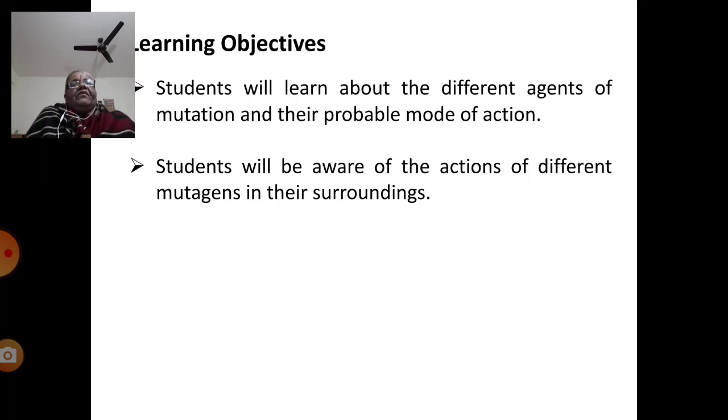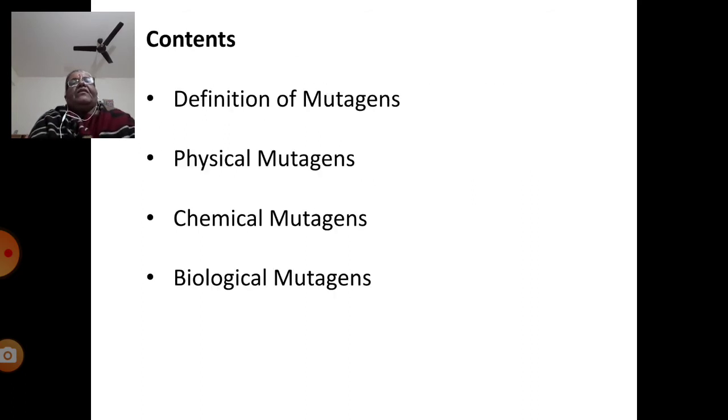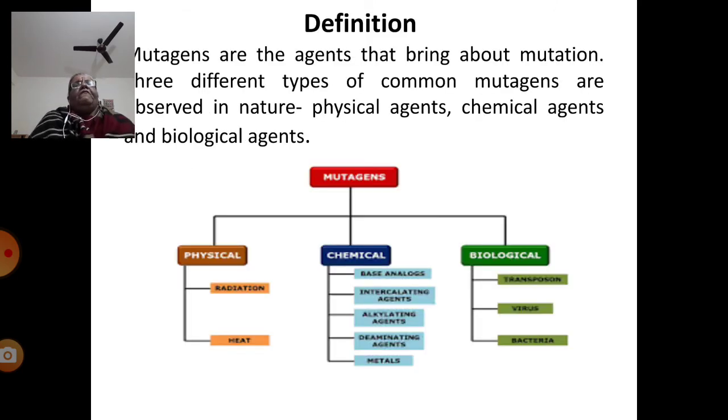So you will learn about different agents of mutation, and you will also try to understand the actions of these mutagens in their surroundings. Okay? Then, the contents of this talk have been divided into 4 subheadings: definition of mutagens, then details of physical mutagens, then chemical mutagens and biological mutagens, followed by assessment questions, of course.